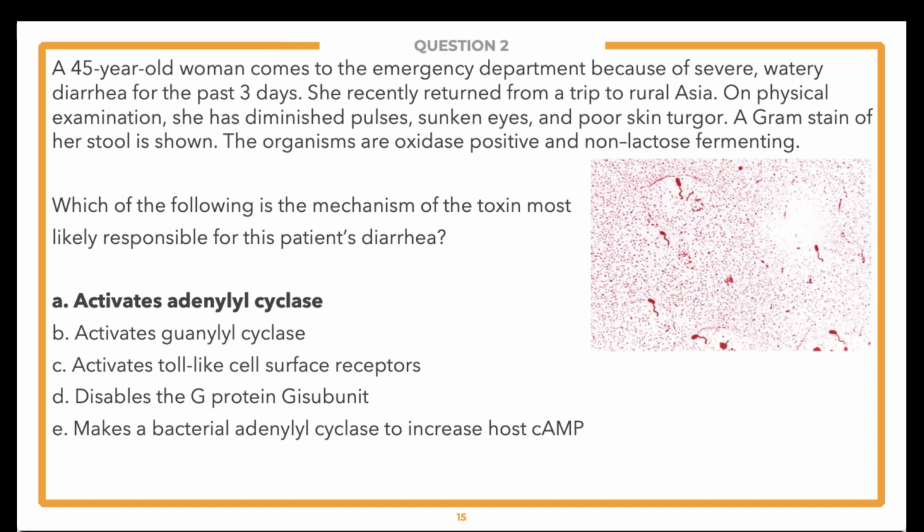Thinking about answer choice C, you've got what's going to activate the toll-like cell surface receptors. That would be something you would see with lipid A, and that's a component of gram-negative bacterial cell walls. So lipid A is going to activate the toll-like cell surface receptors and can cause vasodilation and hypotension.